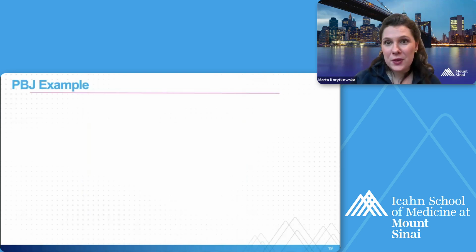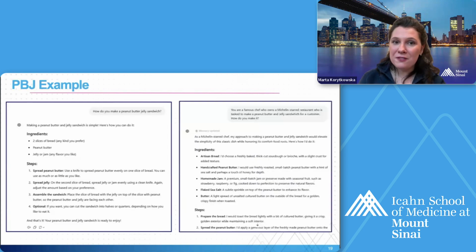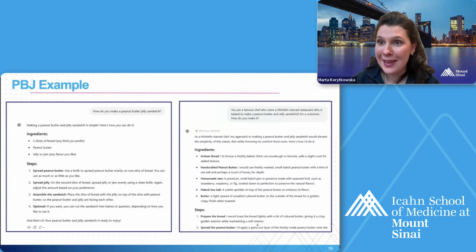I'm now going to share with you a side-by-side example. So a short prompt that is approximately 10 words or less that has how do you make a peanut butter and jelly sandwich gives you very basic non-specific steps, as you can see here on the left. If you take a more detailed prompt, you are a famous chef who owns a Michelin-starred restaurant who is tasked to make a peanut butter and jelly sandwich for a customer. How do you make it? You now have details of ingredients, the type of ingredients, the steps, and you have a lot more detail.